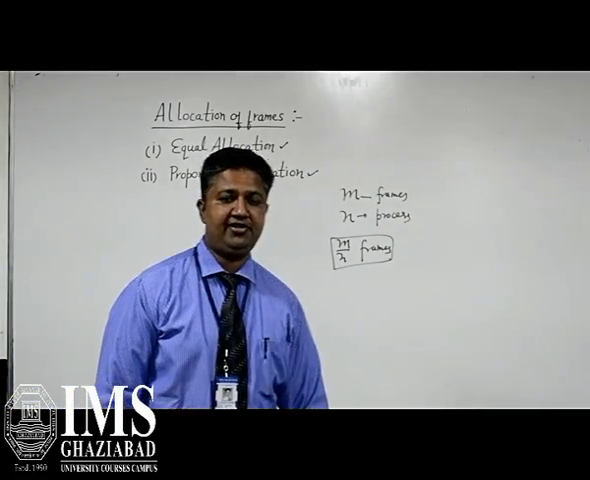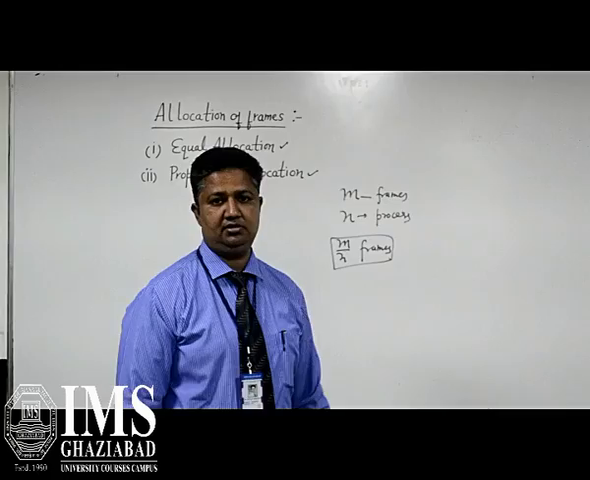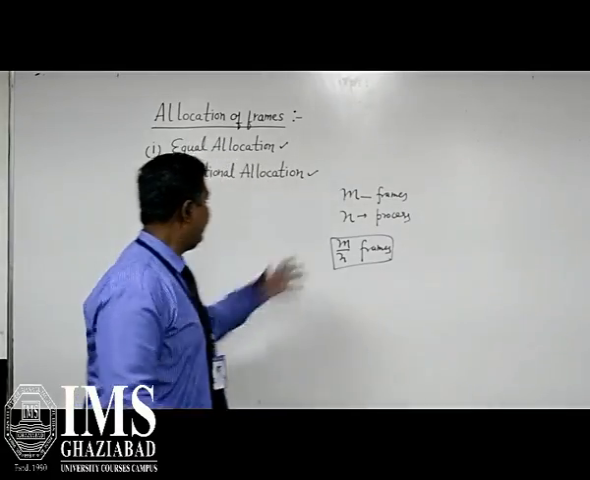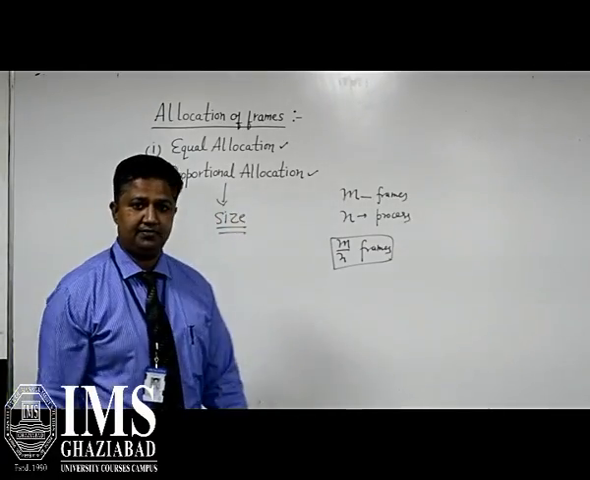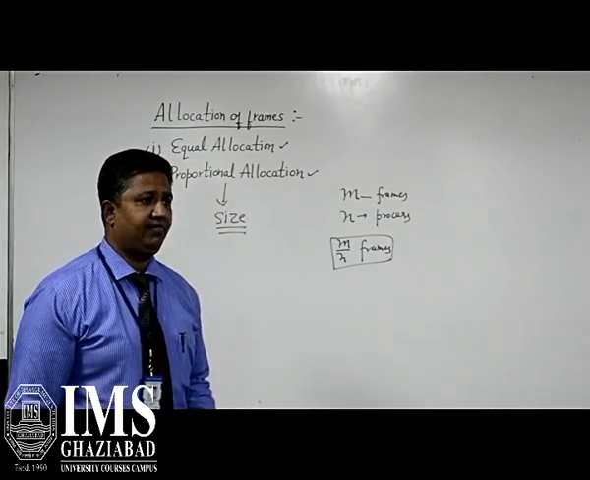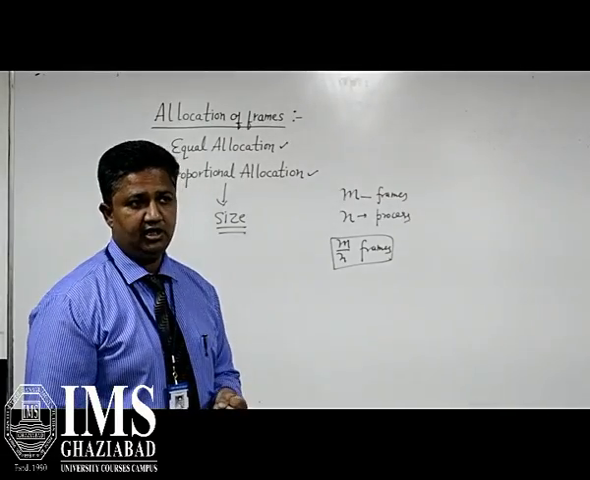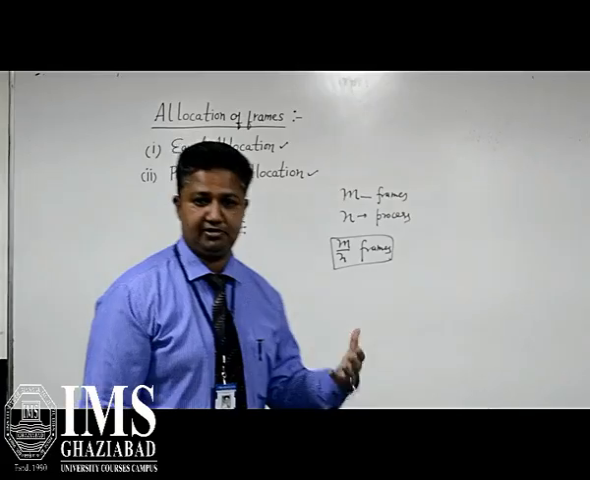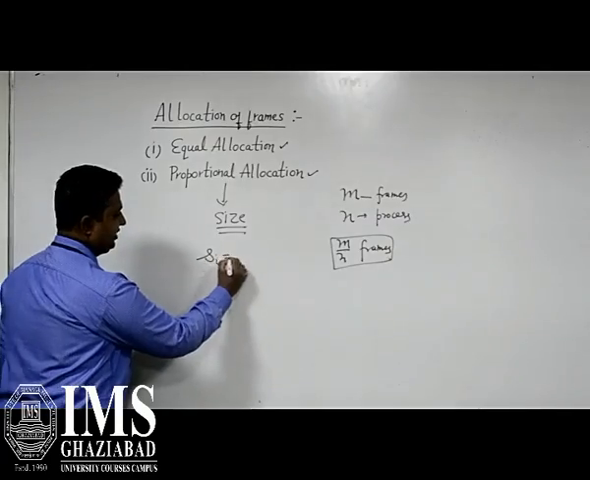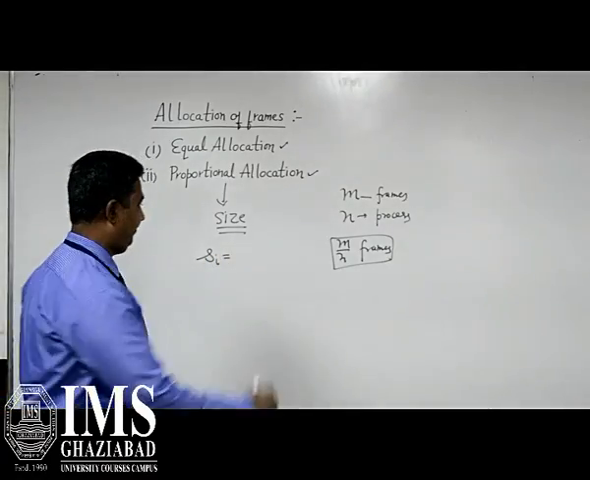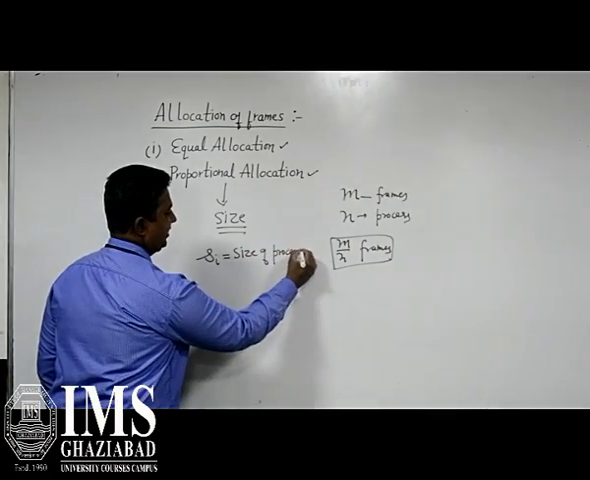In proportional allocation, we try to allocate the available memory to each process based upon its size. So in this method, the size of a process plays an important role. We can understand this with the help of certain notations for how we allocate the available memory to each process. Suppose I use a small si. This small si indicates the size of a process, say Pi.